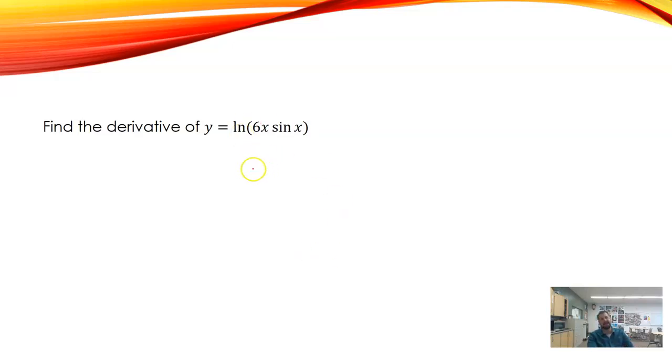So if I have the ln of 6x times sine of x, the derivative of that would be 1 over whatever we're taking the logarithm of, so that's 6x times the sine of x. Then we multiply that by the derivative of 6x times the sine of x, which would be a product rule. So first function multiplied by the derivative of the second, plus the second function times the derivative of the first. And that's what that derivative would be.